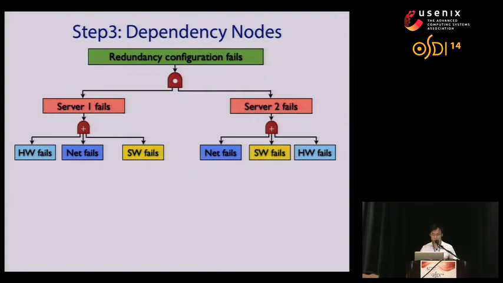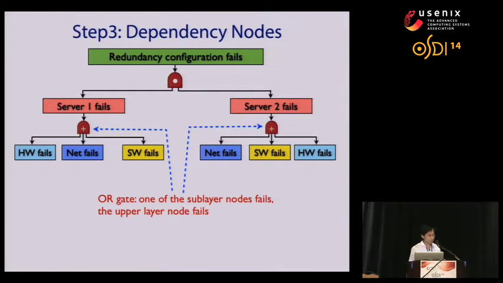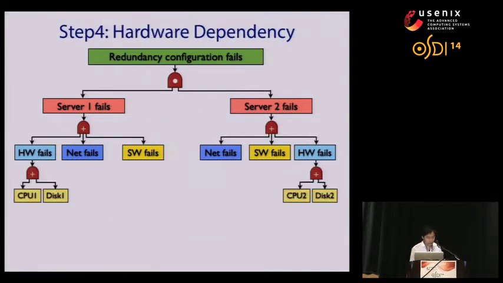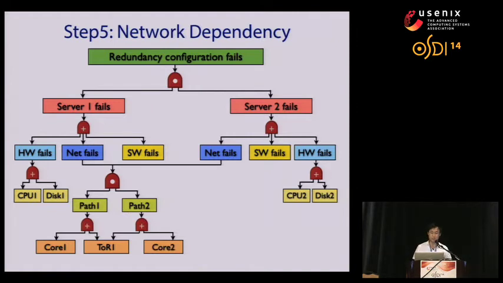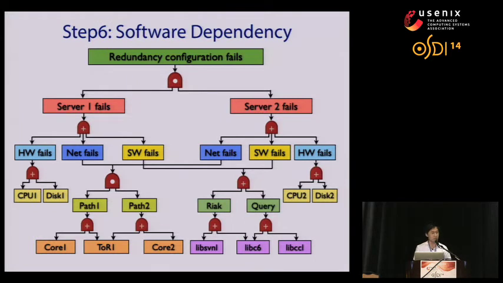Next, we use an OR gate to connect different types of dependencies underlying each server node. OR gate means if one of the underlying nodes fails, the upper layer node will fail. So next, we use an OR gate to connect different hardware dependencies underlying each server node. We use an AND gate to connect redundant networking paths. Finally, we use an OR gate to connect different software components running on each server. So far, we have already produced a fault graph representing our example redundancy configuration.